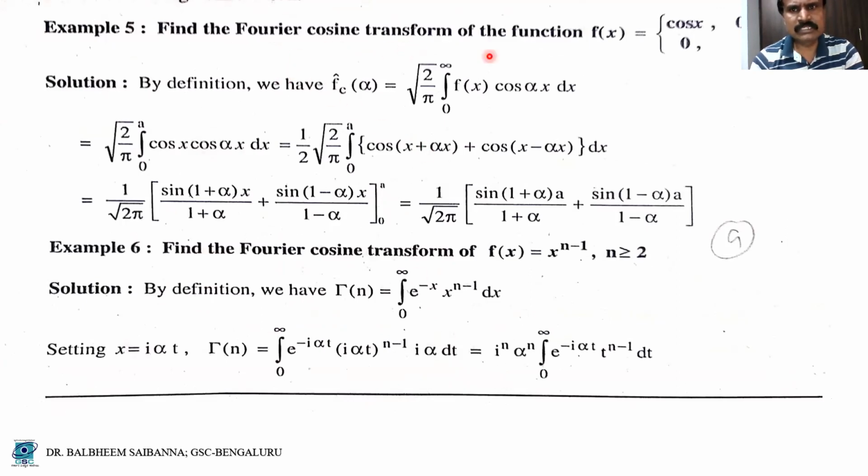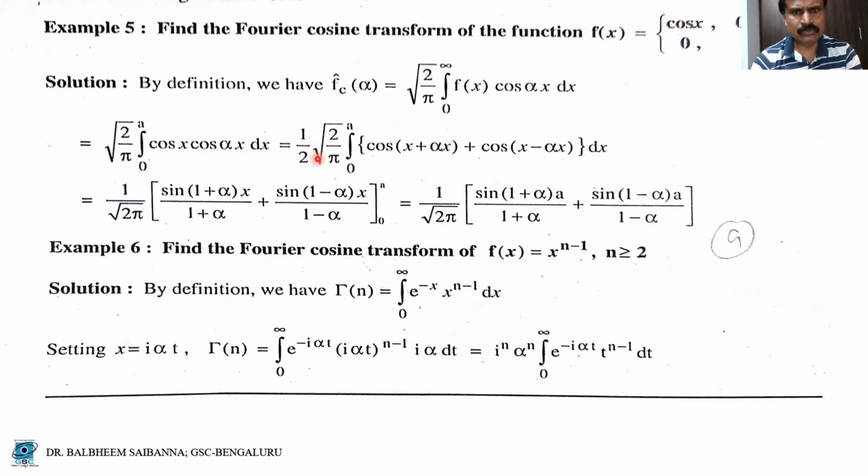Find the Fourier cosine transform of the function f of x equal to cos x when x is from 0 to a, and f of x equal to 0 when x is greater than a. The solution of this problem is, by the definition of the Fourier cosine transform, Fc(alpha) is equal to root 2 by pi integral 0 to infinity f of x cos alpha x dx. Here our function is defined from 0 to a, where f of x is cos x, so we write that only: square root of 2 by pi integral 0 to a cos x cos alpha x dx.